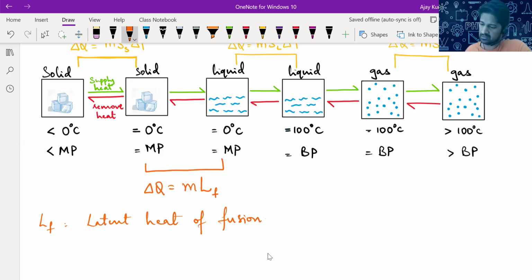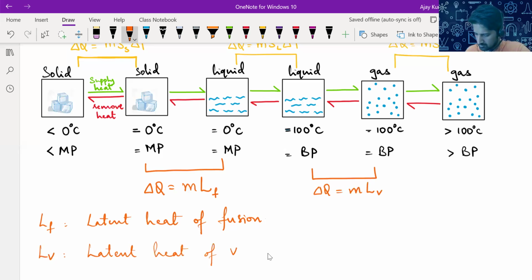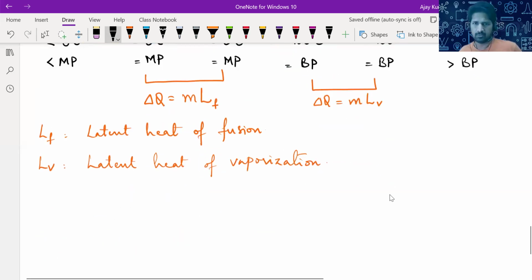And for liquid gas conversion, when that boiling process happens, you use delta Q is equal to mLV, where LV stands for latent heat of vaporization. So to find out the heat absorbed by a material or released by a material during change of state, this equation has to be used. Delta Q is equal to mL. Let's solve some problems based on this.